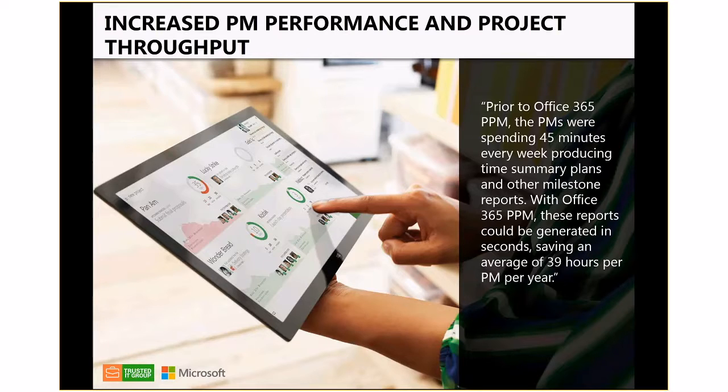We all have different cultures and different experiences. So what they saw is that prior to Office 365 PPM, the project managers were spending about 45 minutes every week producing time summary plans and other milestone reports. With Office 365 PPM, these reports can be generated in seconds, saving an average of 39 hours per project per PM per year.